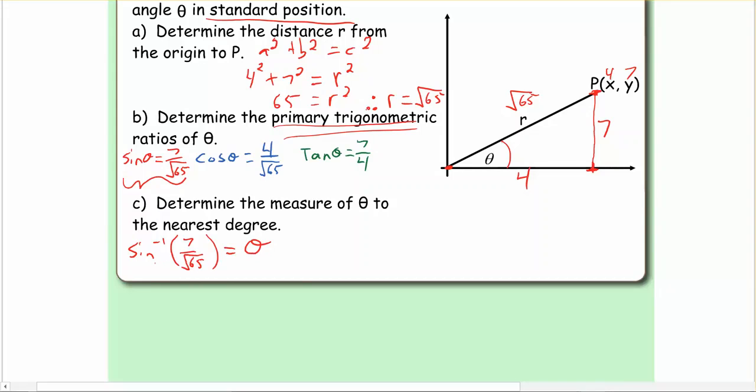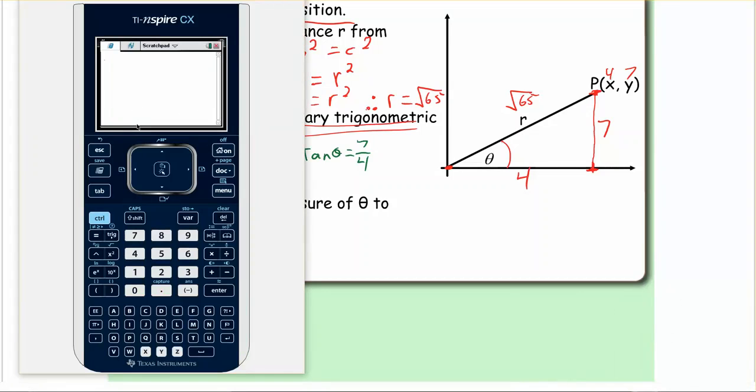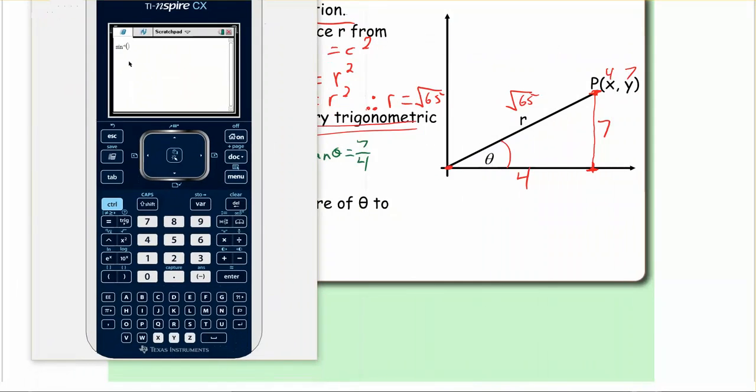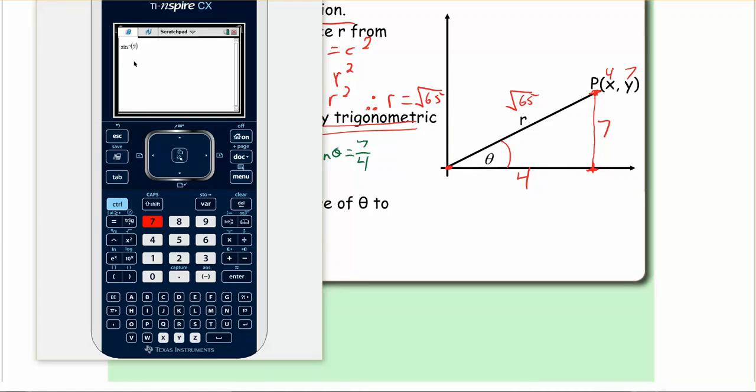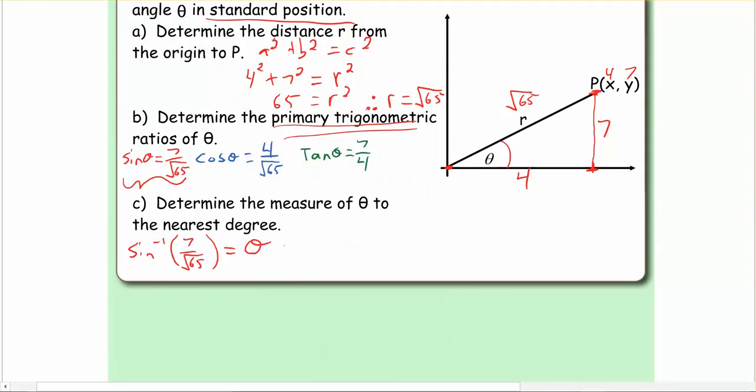And just to make sure that you know what I'm talking about, I'll show you how to punch that into your calculator. So if you go trig, you can see that you've got sine, cosine, all that kind of stuff, but then you've also got sine negative 1. That's the one we want now. So click on that one. And then you just literally put in 7 divided by square root 65. Okay, so the angle here to the nearest degree is going to be 60 degrees.